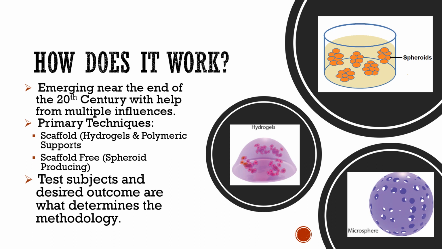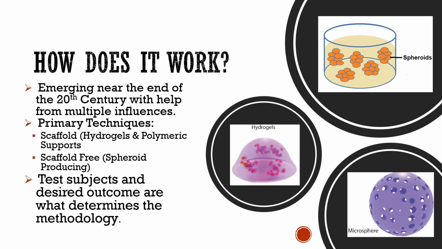As it might suggest, scaffold techniques occur when the cells are cultivated in the presence of supporting structures. This usually happens one of two ways. Hydrogels, where cells are either embedded or coated onto a water-saturated polymer network, or polymeric supports, where they are cultivated in the presence of fibers or sponge-like structures.